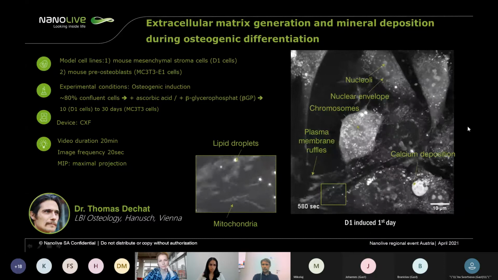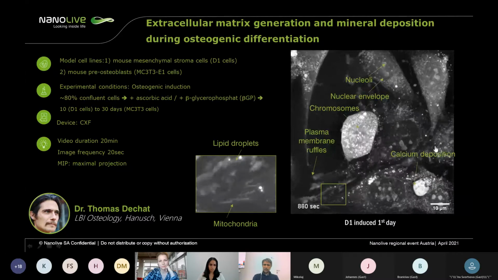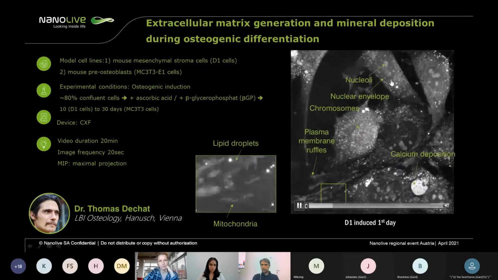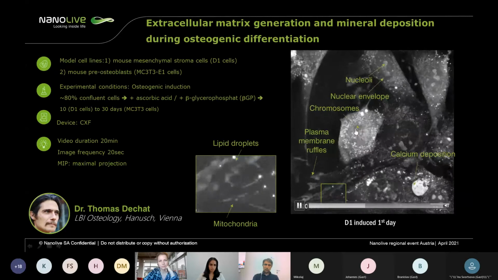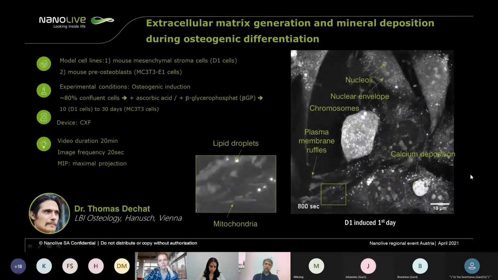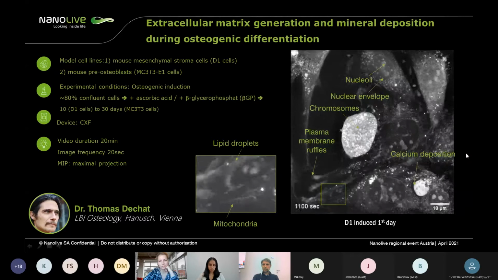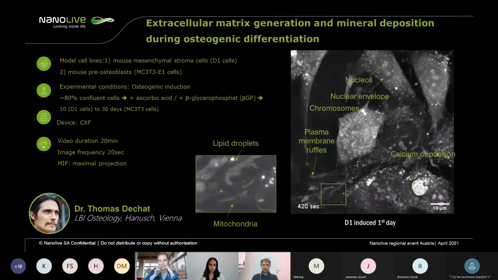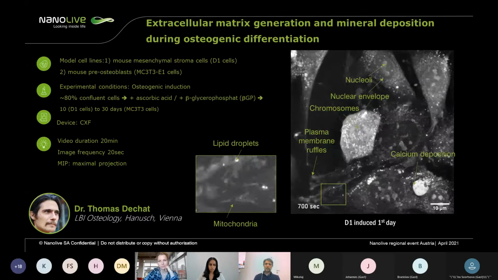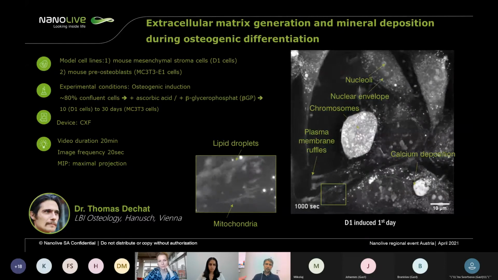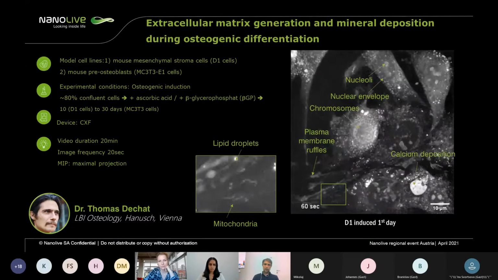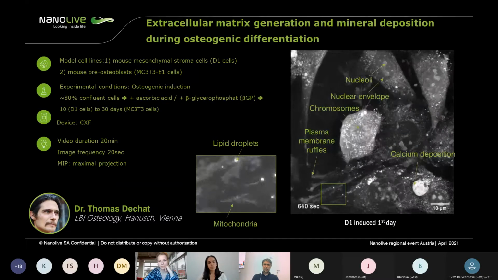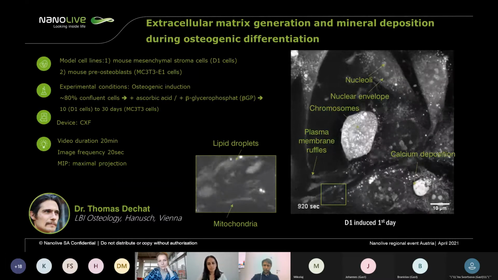And what you can see here is already a lot of things. You can see plasma membrane ruffles, nucleoli, the nuclear envelope, chromosomes. Here you have a dividing cell, and what we think might be calcium deposition. The main objective I wanted to see with this microscope is whether you can follow the build-up of the extracellular matrix in these cells and see if calcium gets deposited.